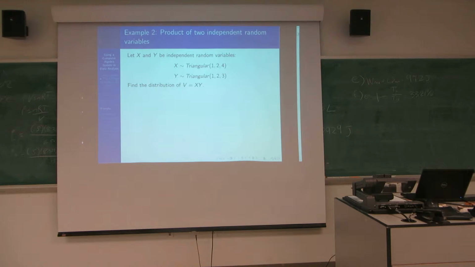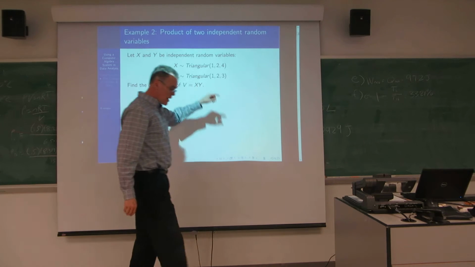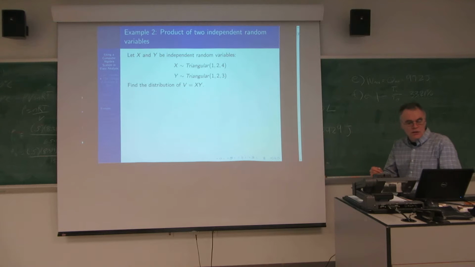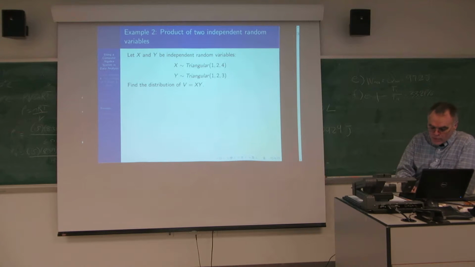It just follows the name. There is a triangular 1, 2, 4 distribution where 1's the minimum, 2's the mode, 4's the maximum. Okay? So the interest here is if x has the triangular distribution with parameters 1, 2, and 4, y has the triangular distribution with parameters 1, 2, and 3. What is the distribution of their product?